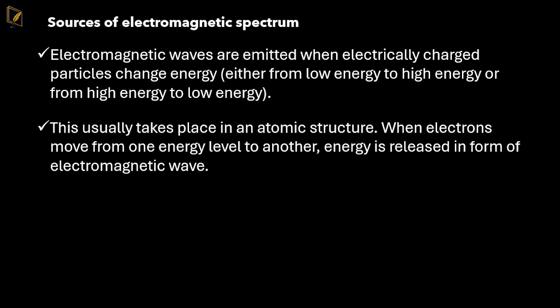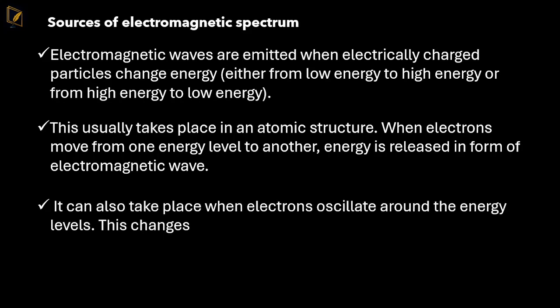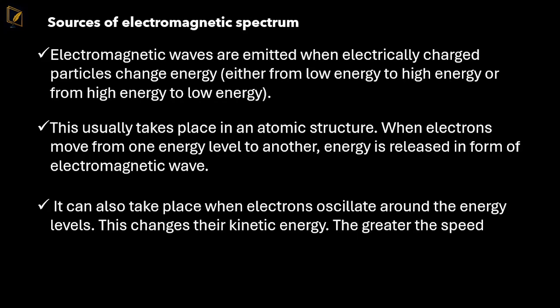It's the very same thing, we're just explaining it further. This usually takes place in atomic structure. When electrons move from one energy level to another, energy is released in the form of electromagnetic waves. So the energy is released from these atoms as their electrons move from one energy level to the other. That means they may release gamma rays or all the other radiations, as we learn in the topic called radioactivity. We understand it much better when you combine this lesson together with the other lessons.